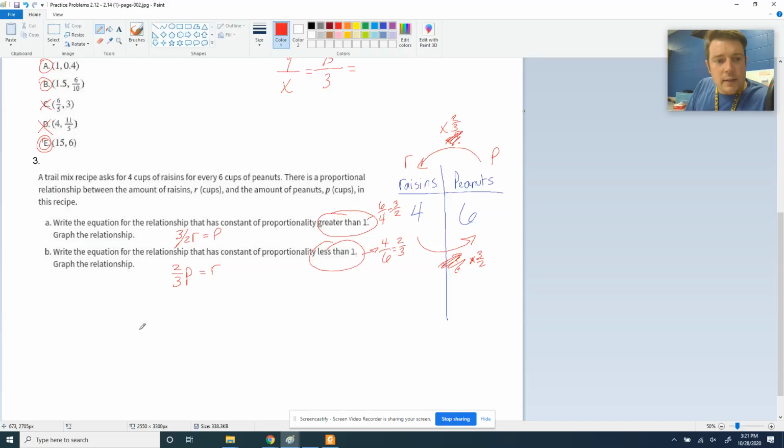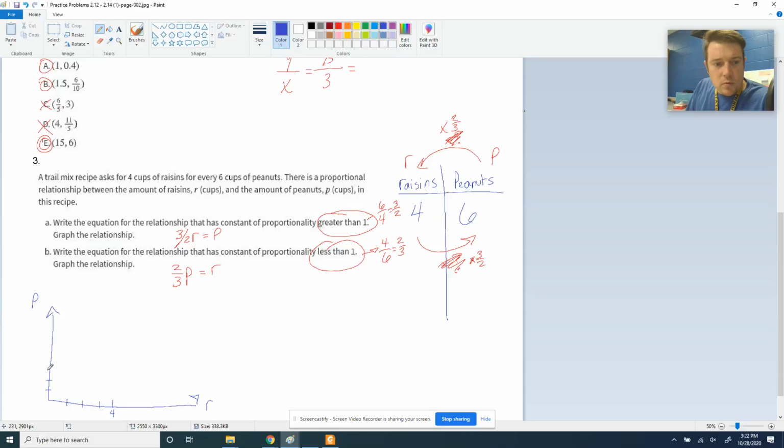And then it says to quickly sketch or graph the relationship. So I'm going to graph the relationship down here at the bottom. Okay. So the first one I'm going to graph. Notice that my Y value was peanuts. So that one's going to have peanuts up here and raisins down here. And all I need to do is put the point 4 and 6 on the graph. So 4 raisins, let's say 1, 2, 3, 4 raisins, and 6 peanuts.